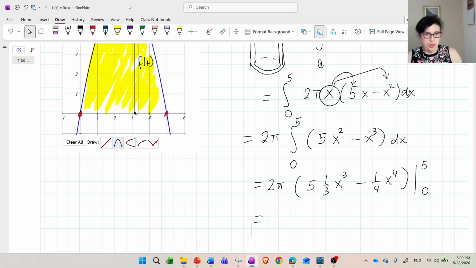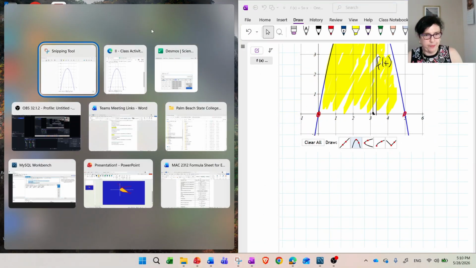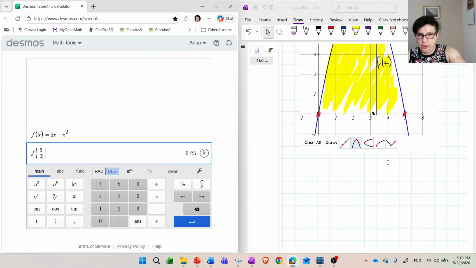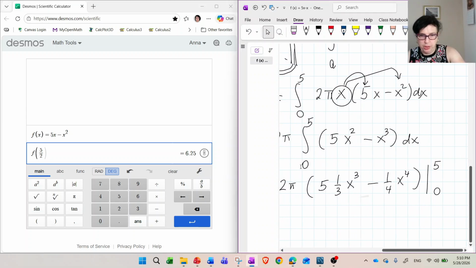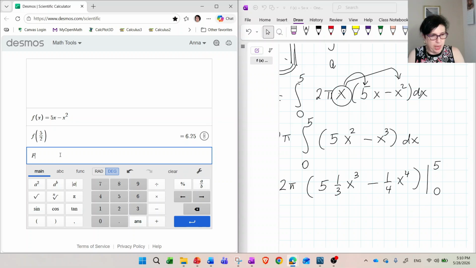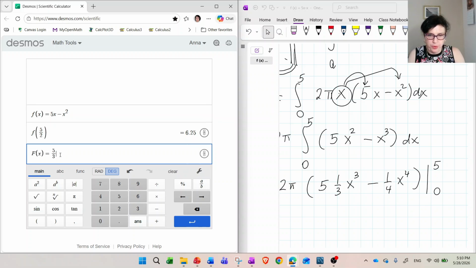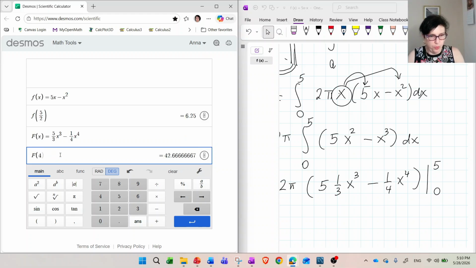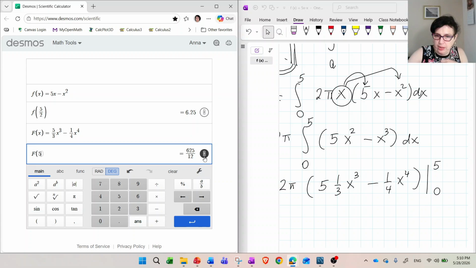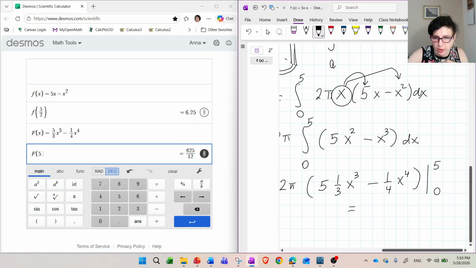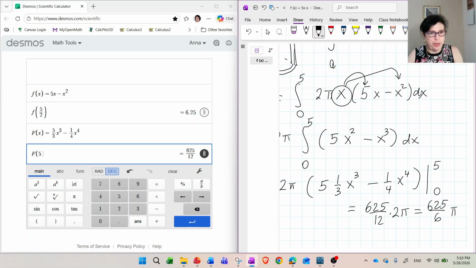At this point, let me use the calculator. Where is my Desmos calculator? Let's define this function. This is a new function because this is the antiderivative. We got 5/3 x cubed minus 1/4 x to the 4th. And we just want to plug in 4. I'm sorry, 5, not 4. And that's 625 divided by 12. And then we need to multiply that by 2 pi. So that is actually going to be 625 divided by 6 multiplied by pi.